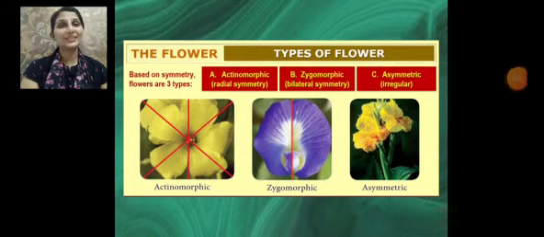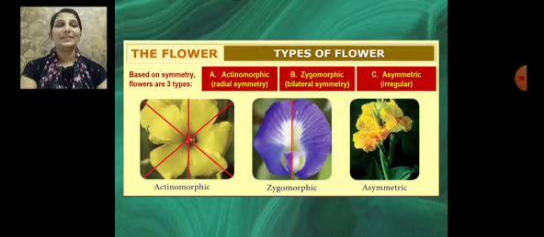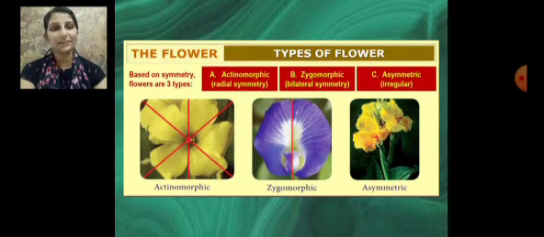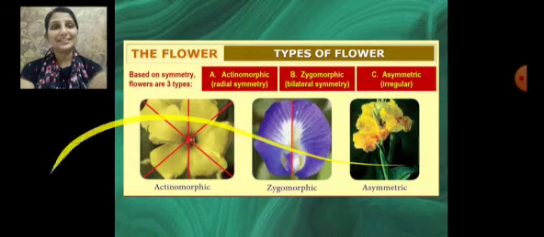Dear children, let us continue with the types of flower. There are three types of flowers based on the symmetry. Based on symmetry, how it can be divided. First is called the actinomorphic flower, second is called zygomorphic, and third is called asymmetric. So, three types of symmetry: actinomorphic or radial symmetry, zygomorphic or bilateral symmetry, and asymmetric. That means it is an irregular flower. It cannot be divided into two equal halves. So let us see in detail.